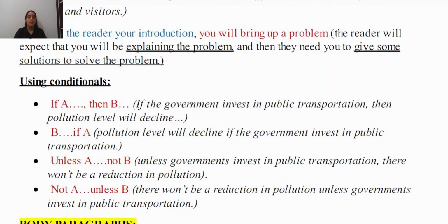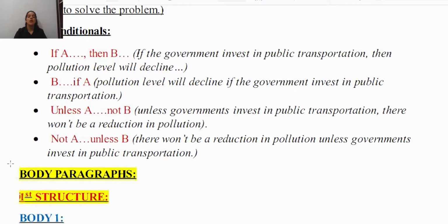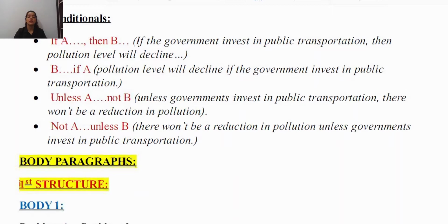So a problem, a solution. The other problem, the other solution. This is the best place to go for conditional structures, because not only is that very natural to use, but it also increases your score in the section related to grammar if it is used correctly. So if A, then B. For example, if the government invests in public transportation, then pollution levels will decline.